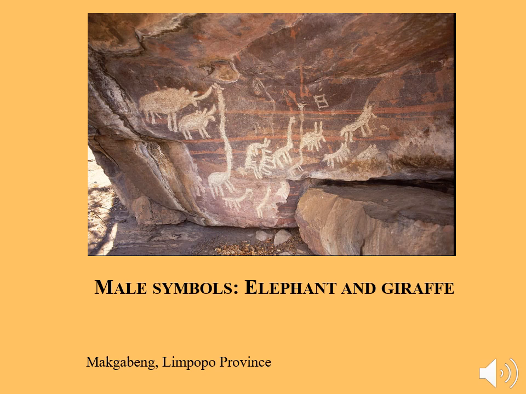It's finger painted using white clay, and you can see straight away that it's very distinctive, and it's clearly recognizable as something different. And what we see in this picture are paintings of male symbols, more particularly elephant and giraffe. These are associated with men and have various meanings, a lot of which we as outsiders are not going to know about, because this is special knowledge that is not shared with outsiders.